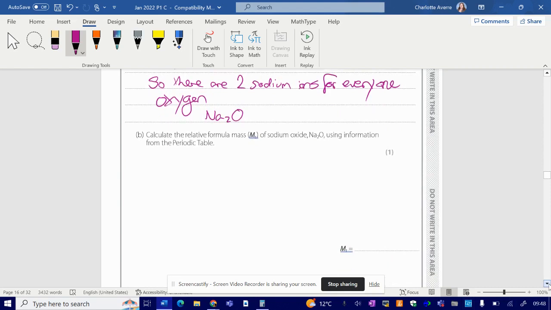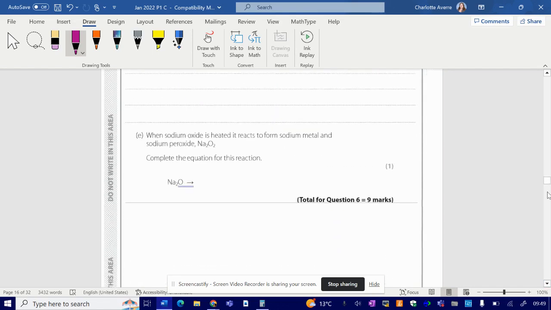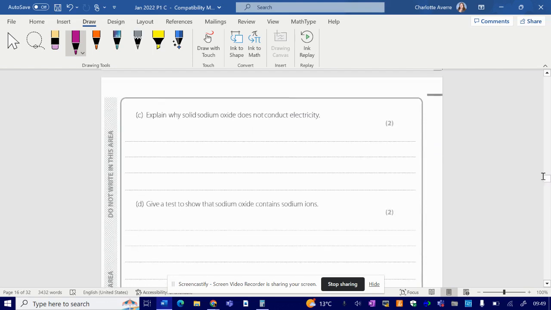Calculate the relative formula mass of sodium oxide. Okay, so relative formula mass, we need to find out the masses of each one. Sodium is 23, and there are 2 of them. Oxygen is 16, which gives us a total Mr of 62. 1 mark.